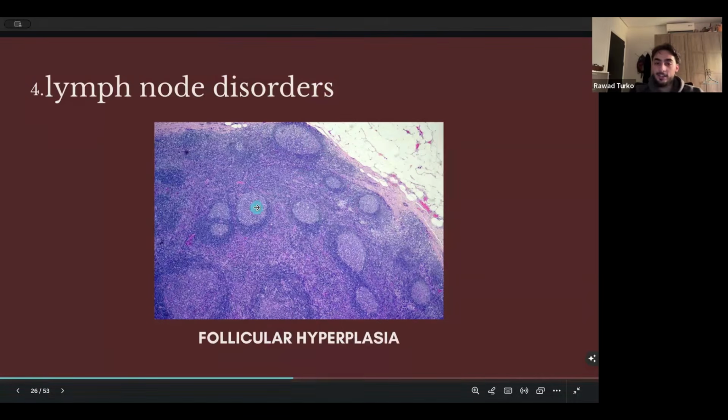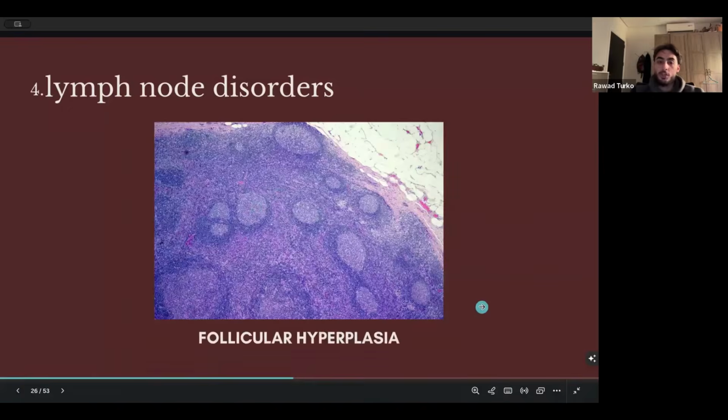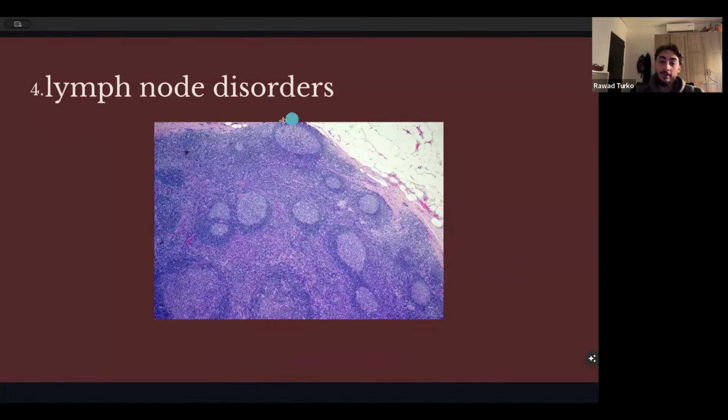Okay, so you guys see these follicles that I talked about before. Again, you have your follicles here. This is your paracortex. These are your sinus histiocytes. When you see something that looks like this, you know that there's an active infection going on. And the reason I wanted to show you this is because we're going to use this picture and compare it to a disease we're going to talk about later on.